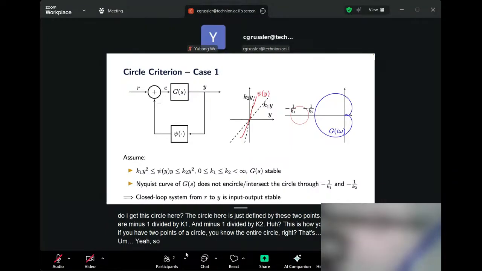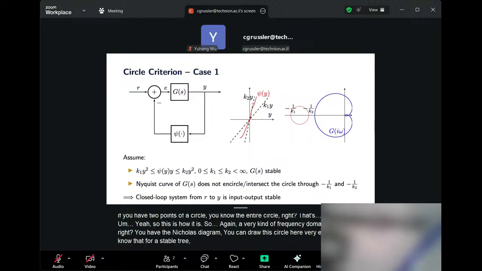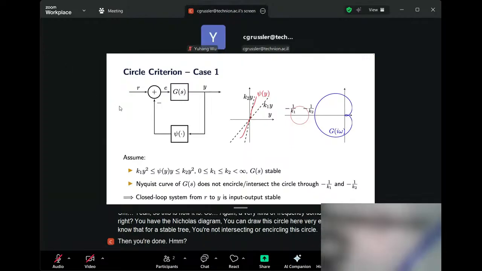So this is how it is. Again, a very frequency domain condition. You have the Nyquist diagram, and you can draw this circle very easily. And if you know that for a stable G you're not intersecting or encircling this circle, then you're done. And you will see actually that in this particular case, this will recover the Nyquist criterion.